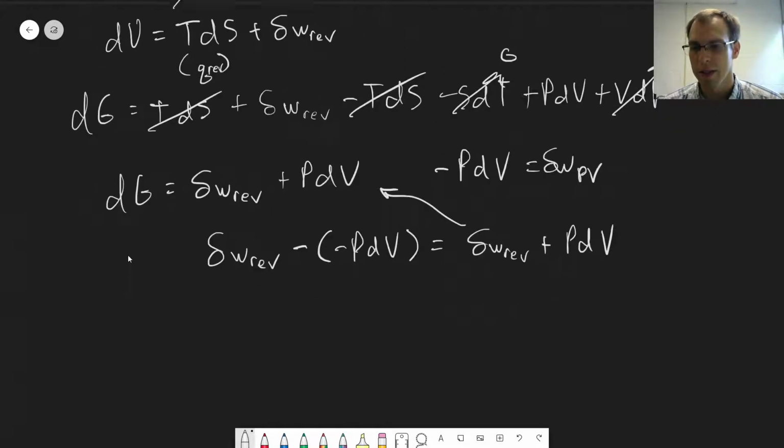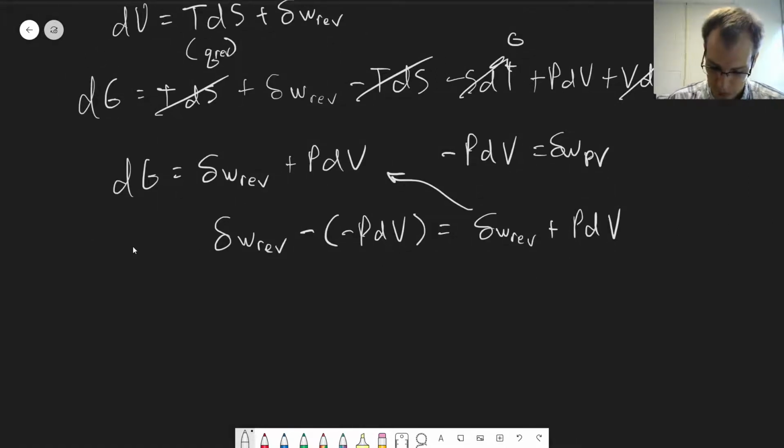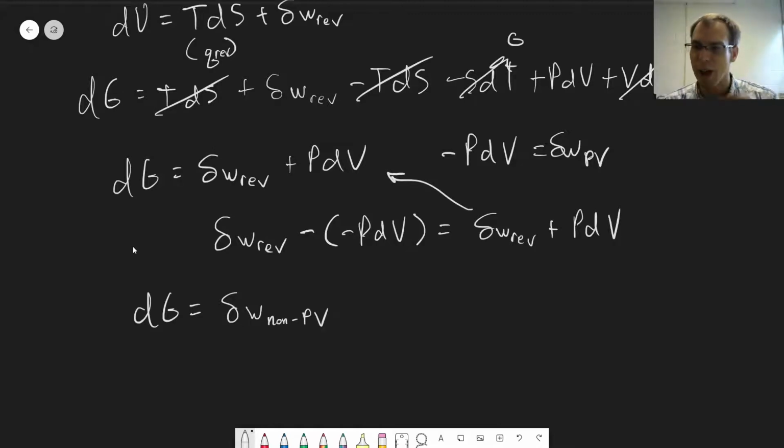And so dG is equal to dW non-PV, right? So we subtracted off the pressure volume work, and so we're left with the work that is non-pressure volume work. All right, again, this is for a reversible process at constant temperature and pressure, right? That's all the assumptions that go into here. So it would be things like electrical work or other things.